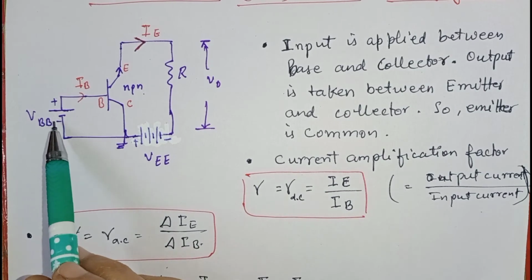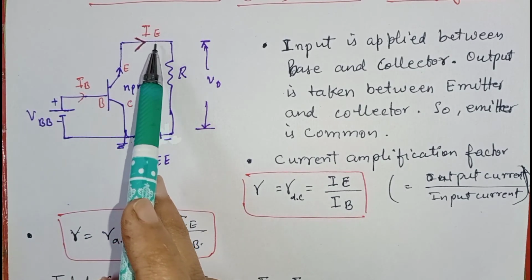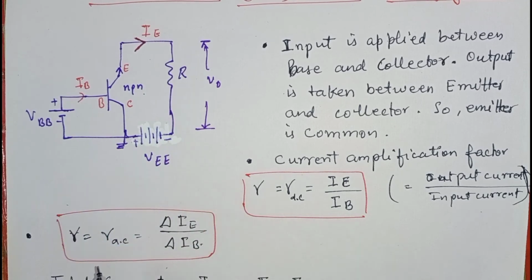When we apply an input signal, this IB changes and also IE changes, meaning the output current. So in this case it is called gamma AC, and it will be equal to the change in output current, that is change in IE, and the change in input current, that is change in IB. But in general they both are called gamma. So we will write it as gamma equals IE upon IB.